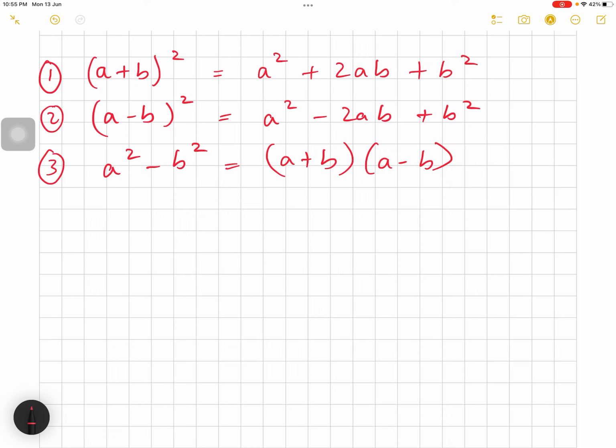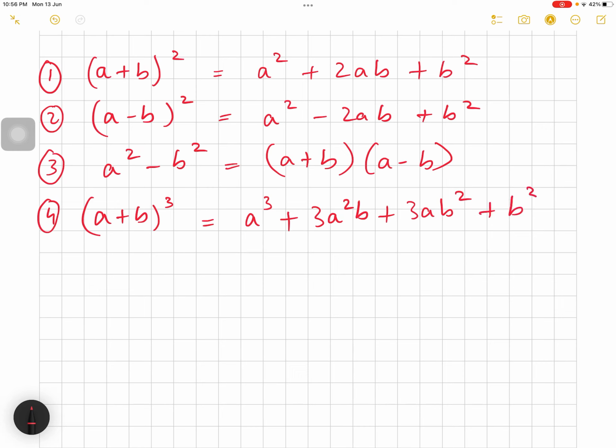a plus b the whole cube. Fourth one, a plus b the whole cube. The formula is a cube plus 3a square b plus 3ab square plus b cube. Right, this is the formula.